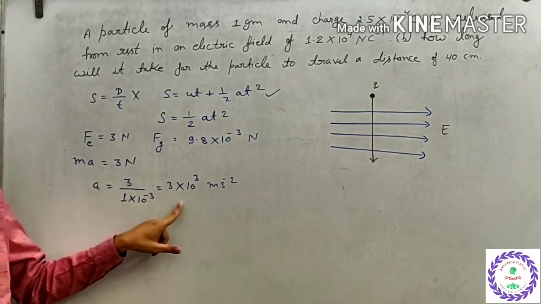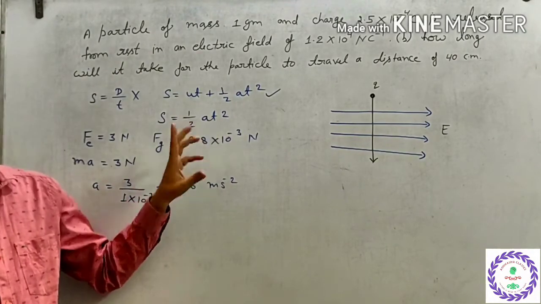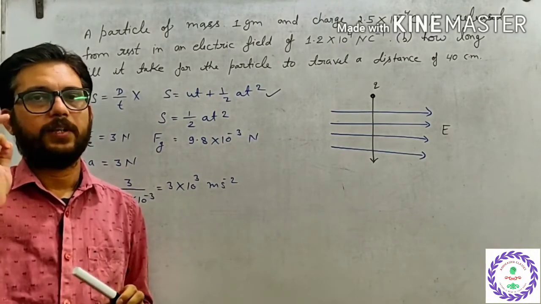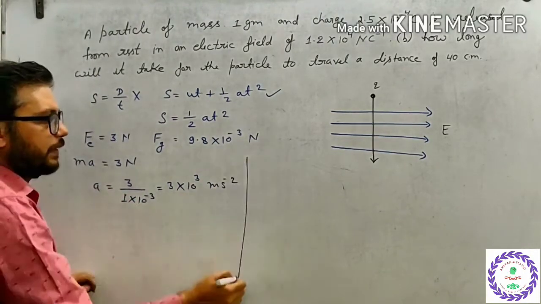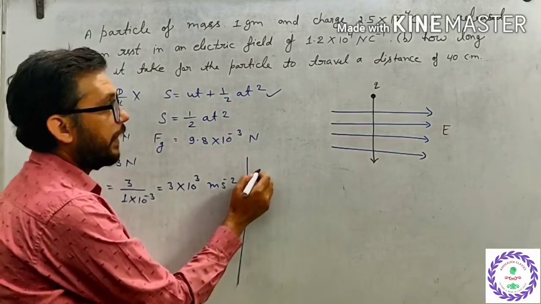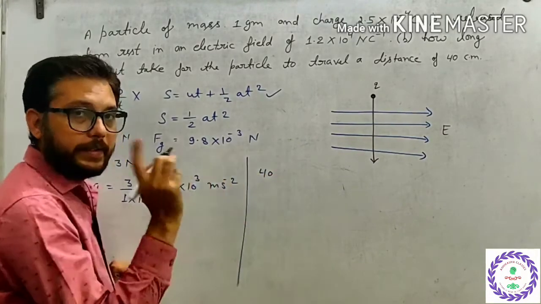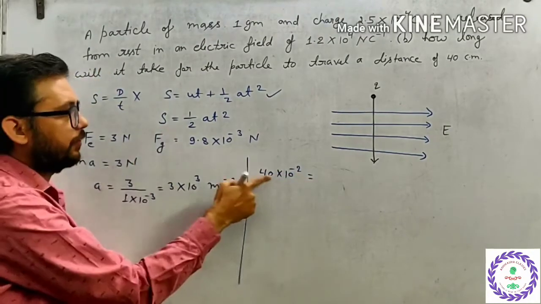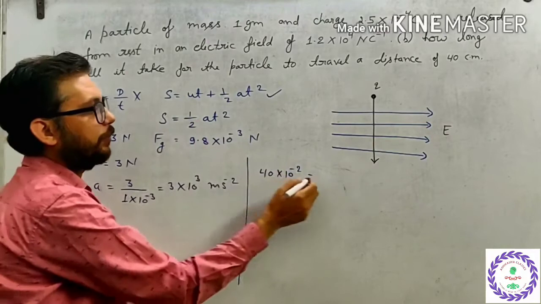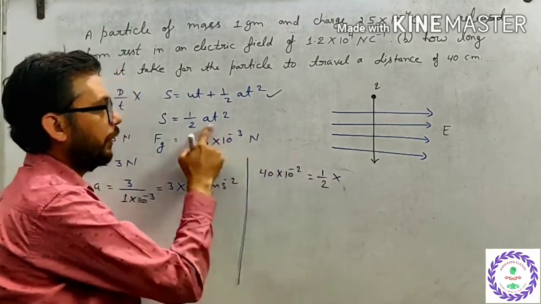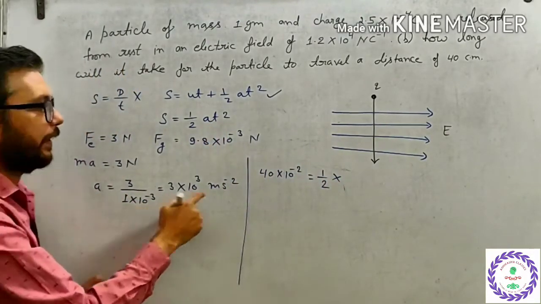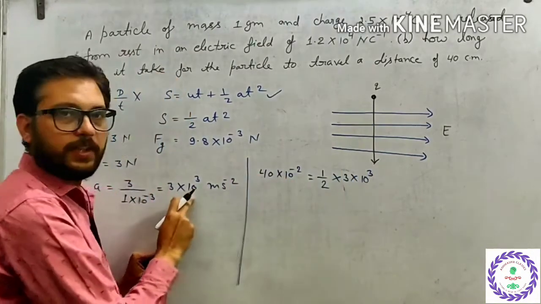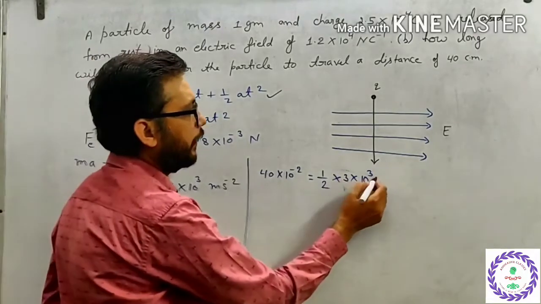And this is the acceleration, and this is the equation. We can find the time. How? Just see here, S is given, that is 40 centimeter, so 40 into 10 to the power minus 2. S equal to 1 upon 2, a I have calculated as 3 into 10 to the power 3, and t square.